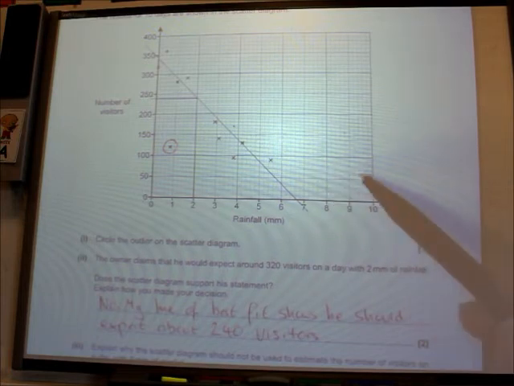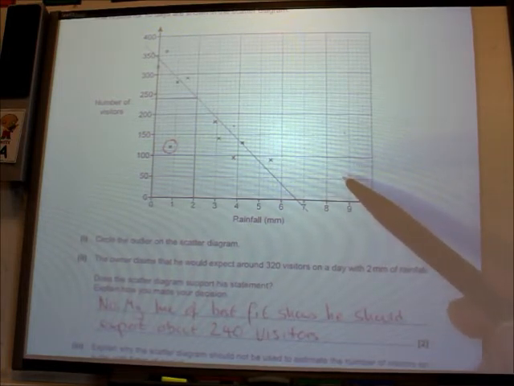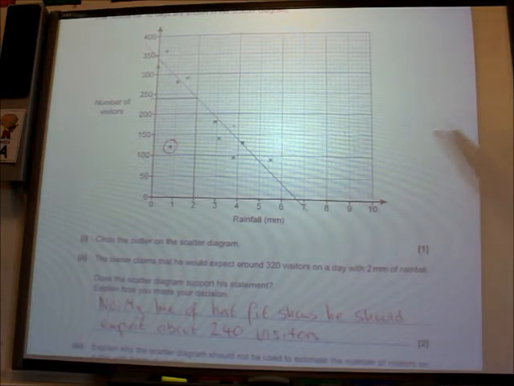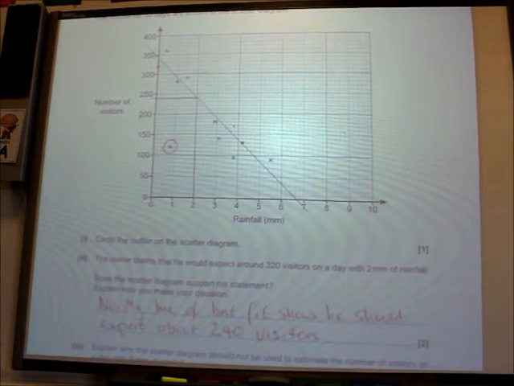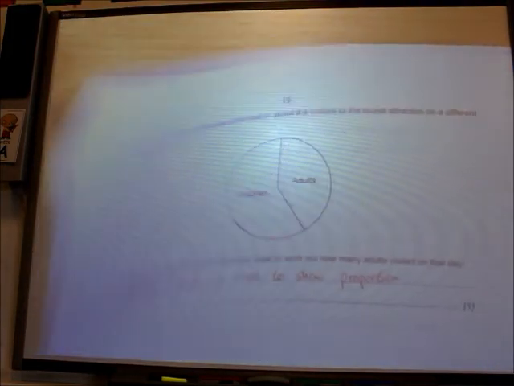So you can't start estimating the number of visitors with 9 millimetres of rain, in the same way you couldn't do it if there was 100 millimetres of rain all the way over here. It's just not suitable. So it is outside the range of the data collected. As long as you say that in a roundabout way, you'll be fine. Right, question 16b, pie chart. Here we go.